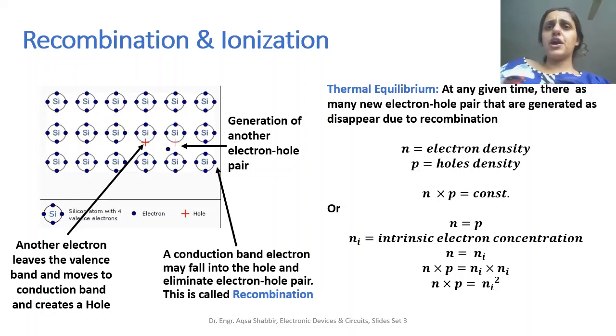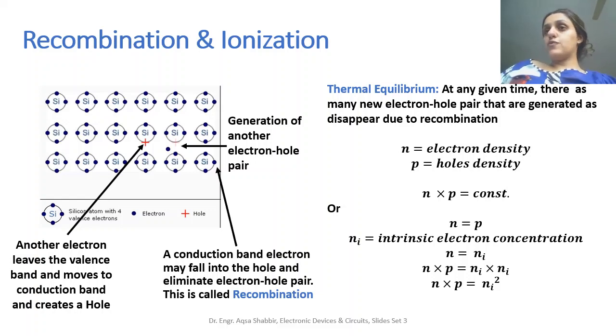Now the figure over here illustrates that the hole which was created in the previous slide has been filled in by an electron from the conduction band, whereas another hole is created at another location inside the silicon. The generation of another electron-hole pair is also being illustrated over here.